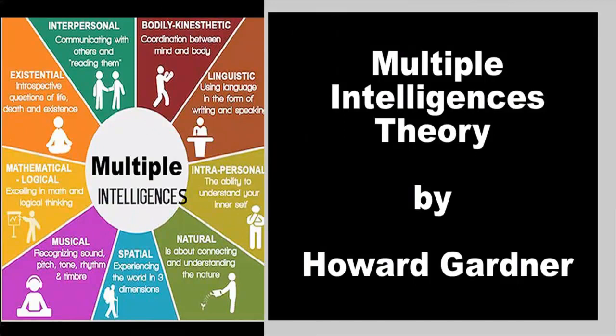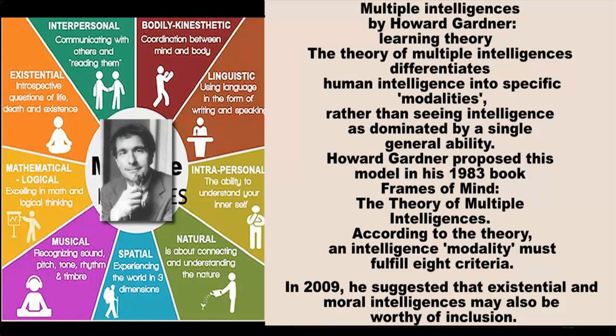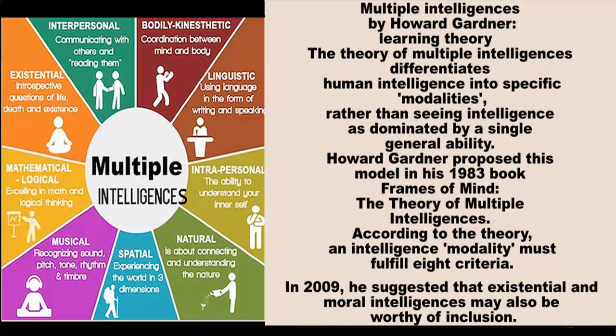Multiple Intelligences by Gardner. Learning theory. The theory of multiple intelligences differentiates human intelligence into specific modalities, rather than seeing intelligence as dominated by a single general ability. Gardner proposed this model in his 1983 book Frames of Mind: The Theory of Multiple Intelligences.